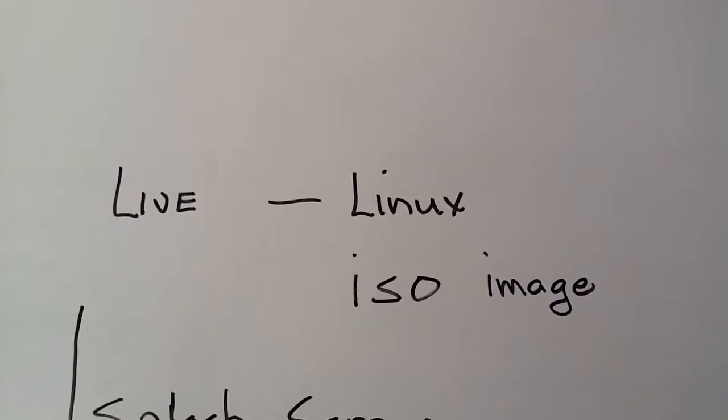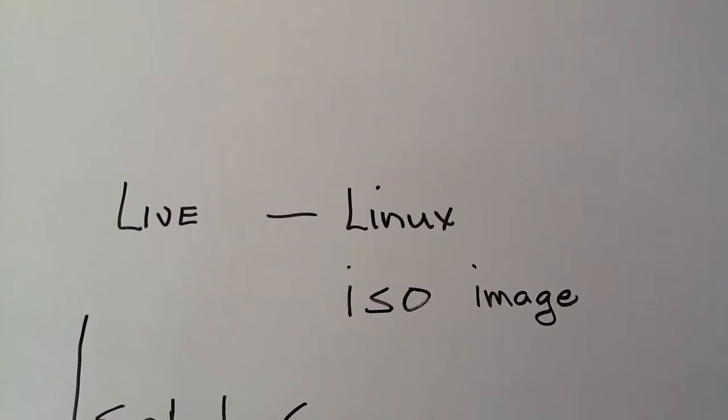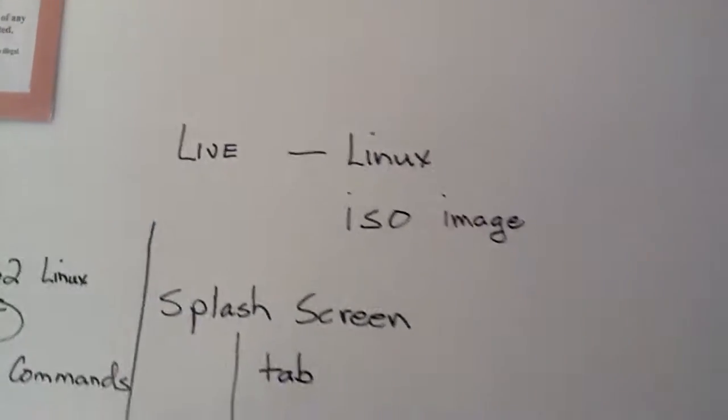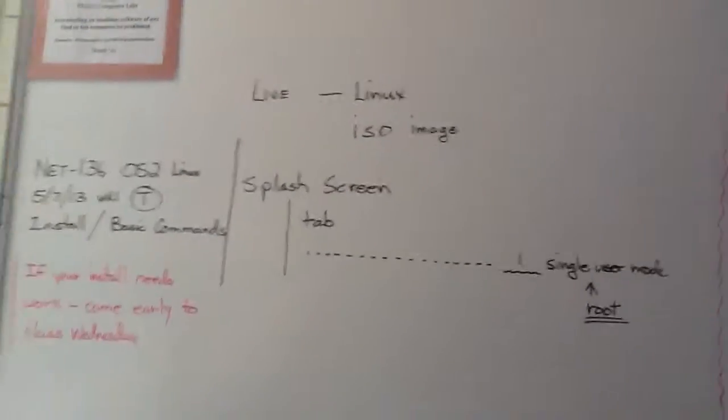So we had a live image of Linux. We have an ISO. The students looked up what an ISO image was. We talked a little bit about that. And then we moved into walking through what we would need for the install.